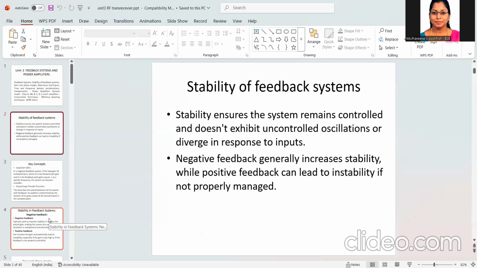Positive feedback is where part of the output signal is fed back to the input in phase. Out of phase, that is opposite, is negative feedback. Negative feedback generally increases the stability and also improves the overall performance of the network. Why? Positive feedback must be carefully managed because it can lead to oscillation and instability. That is the main concept. Okay, is it clear?